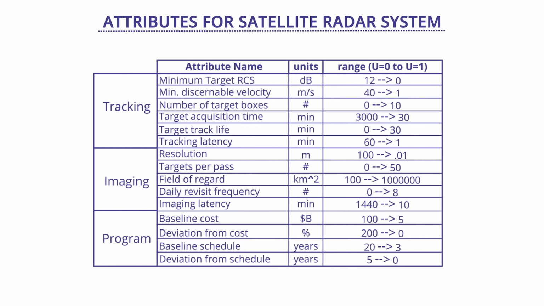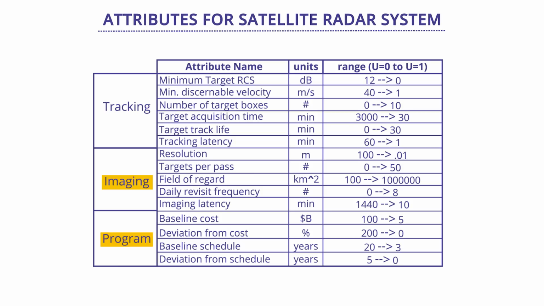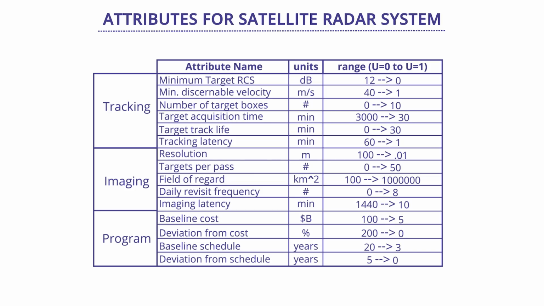Another example, imagine a satellite radar system whose value proposition is to provide 24-hour, all-weather, on-demand visibility and tracking over things that can be observed on the ground. This particular system has 3 high-level missions, a tracking, an imaging, and a programmatics that correspond to 3 different decision makers. Each of these 3 decision makers were interviewed, and 4 to 6 attributes were elicited. An example tracking attribute was target track life, whose units was minutes, and acceptance range went from 0 to 30, where 0 minutes was the least acceptable, and 30 minutes was the most desirable. For the imaging mission, we had resolution measured in meters, where 100 meters was the least acceptable and 0.01 meters was most desirable. And then for programmatics, we had deviation from cost measured in percentage, where 200% was the least acceptable and 0 was the most desirable. By having these ranges, we allow different alternatives to provide different degrees of value to our decision makers.